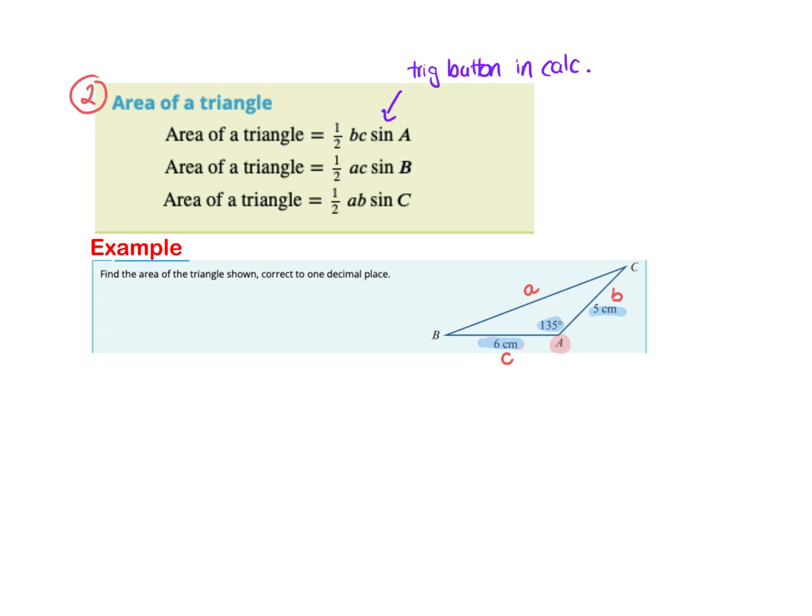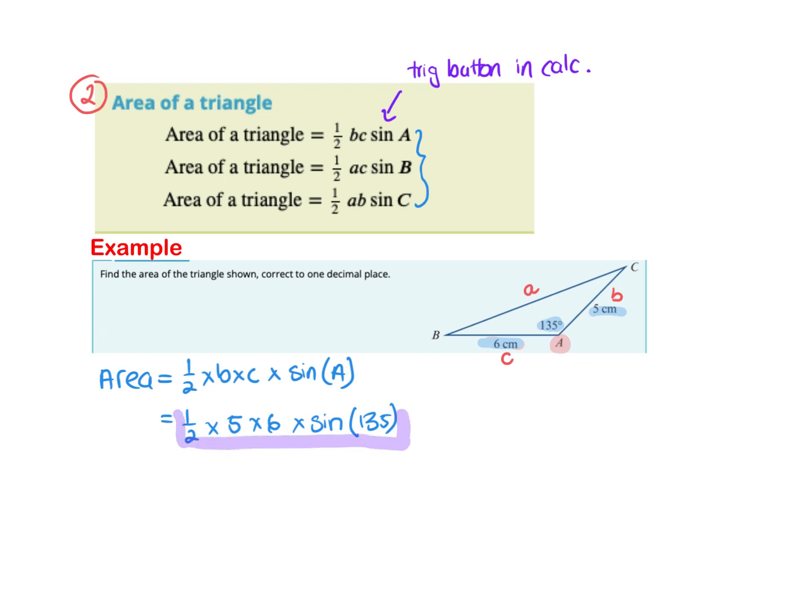These 3 formulas are just a combination, so you'll pick one depending on your scenario. Because I've got angle A, I'm going to pick that top one. So I've got area equals half times b times c times sine angle A. If I substitute those values in, b is 5, c is 6, and the angle is 135. So you just type this bit out on your calculator.